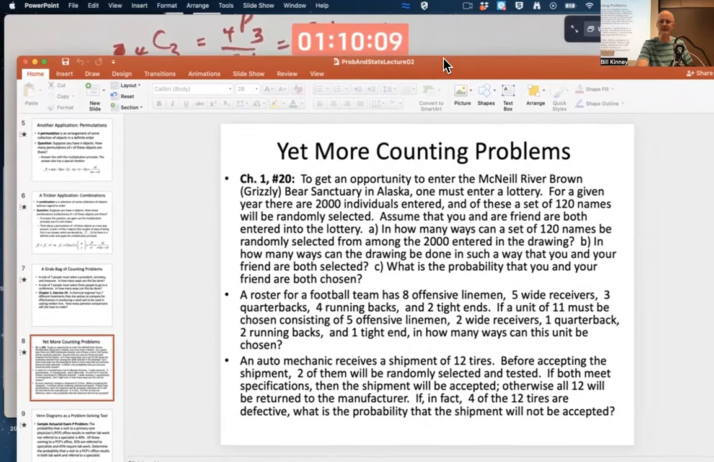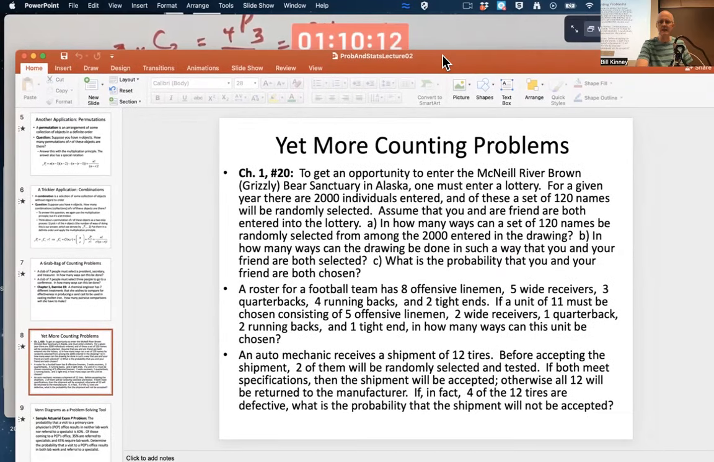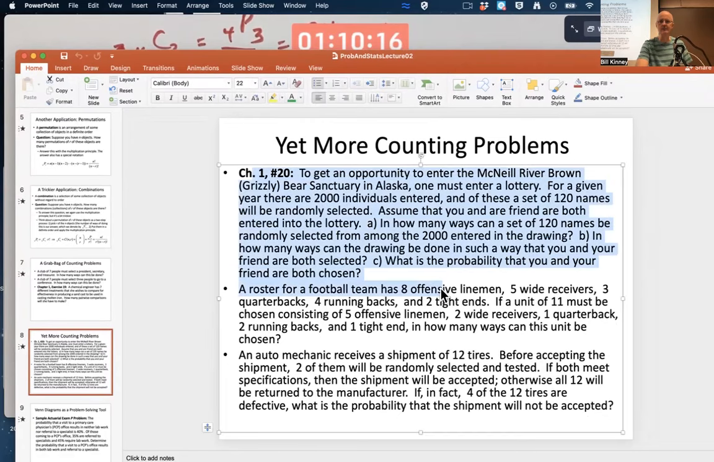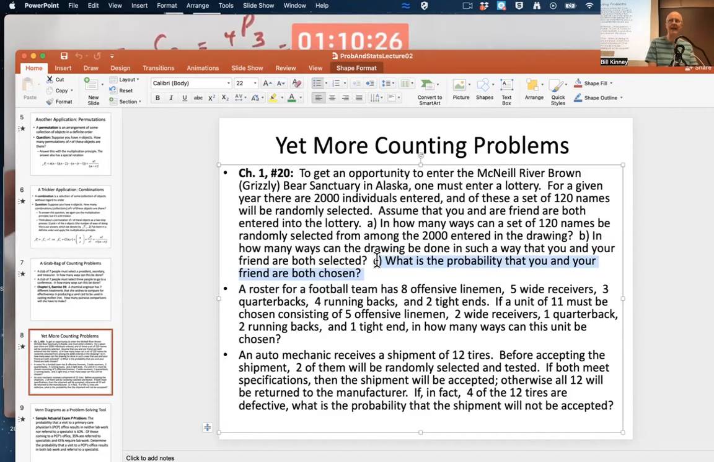In our last 5 minutes, let's try number 20 here. Notice in part C, you're trying to answer a probability question. These counting problems can be pretty tricky.